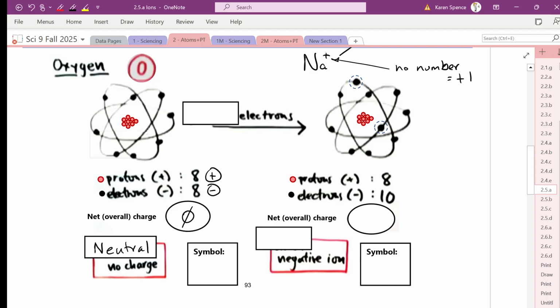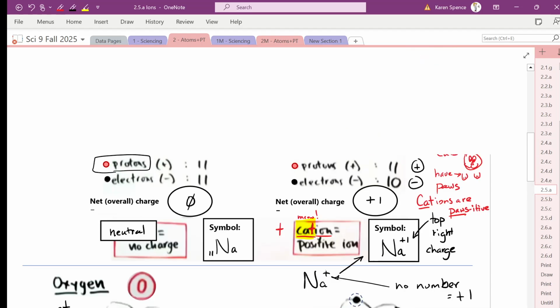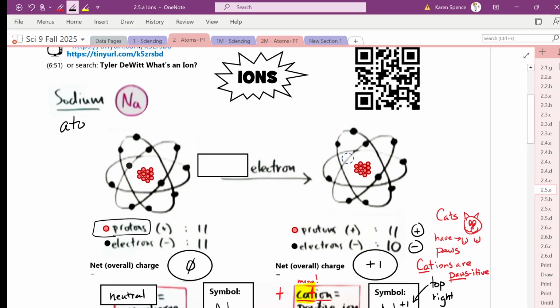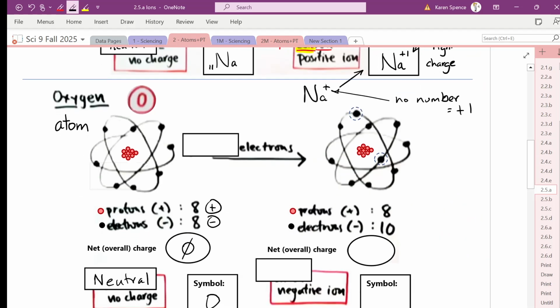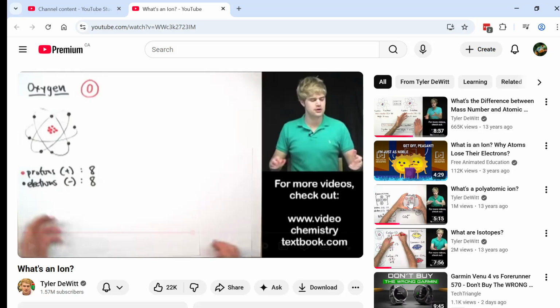What is the symbol for an oxygen atom? O. Okay, so this is an oxygen atom. Up above it, we have a sodium atom. And over on the right, we have a sodium ion, because it has a charge. Down here, we have an oxygen atom, which is neutral. And then over on the right, well, we'll let Tyler walk us through that.